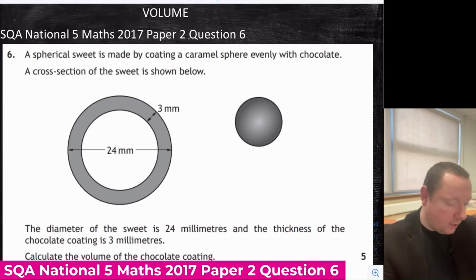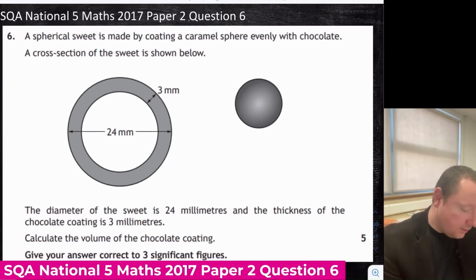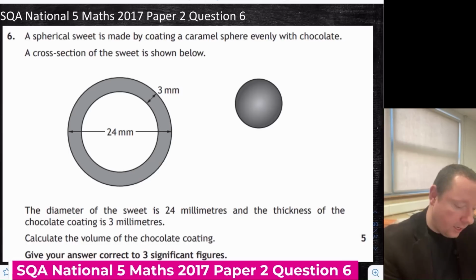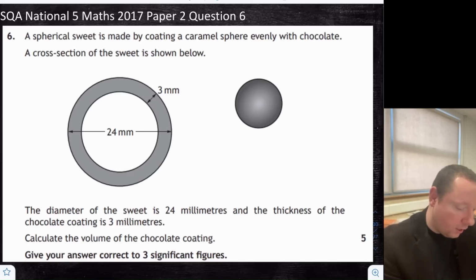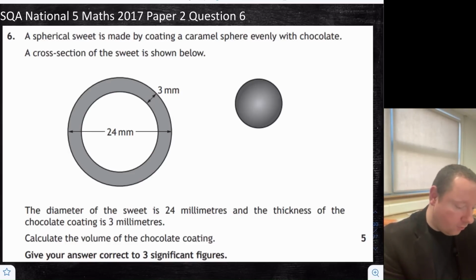A volume question, SQA National 5 Maths 2017, Paper 2, Question 6. It says a spherical sweet is made by coating a caramel sphere evenly with chocolate. A cross-section of the sweet is shown. The diameter of the sweet is 22 millimetres and the thickness of the coating is 3 millimetres. Calculate the volume of the coating. So the volume of the coating is not a full shape, so it's a takeaway again. So I need to do the volume of the big sphere minus the volume of the small sphere, and that will give me what's left in between.